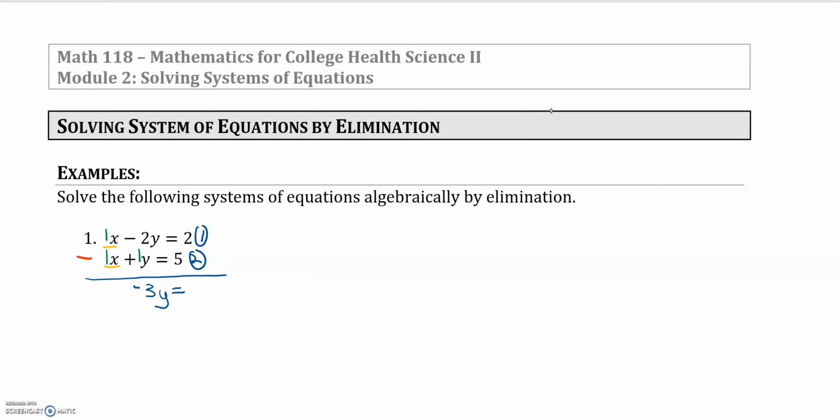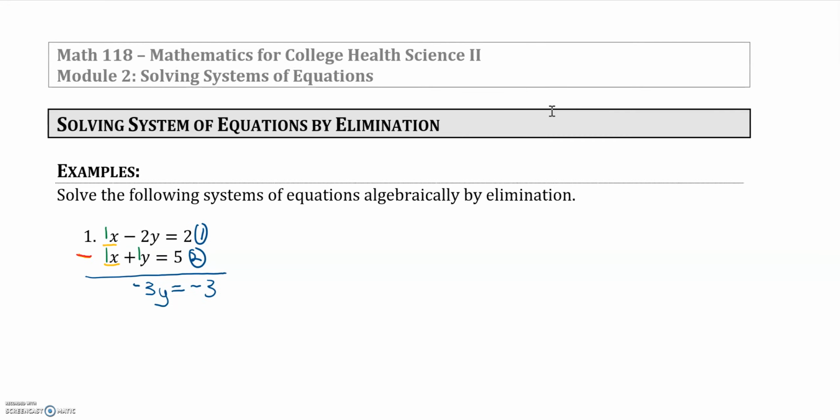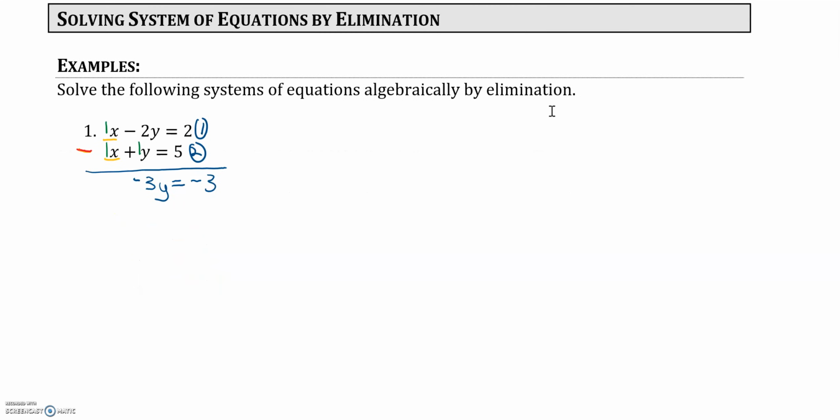On the right-hand side of the equation, we take positive 2 and subtract 5, and we get negative 3. Solving for y now, we've eliminated the x variable, and we have one equation in terms of y. To solve, we divide both sides of the equation by negative 3, and we find that y is equal to positive 1.